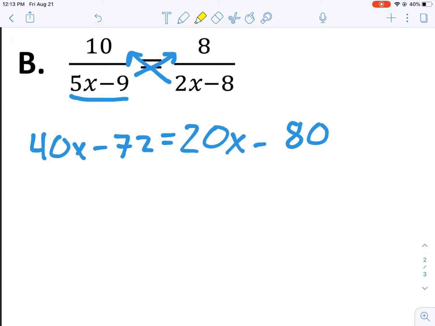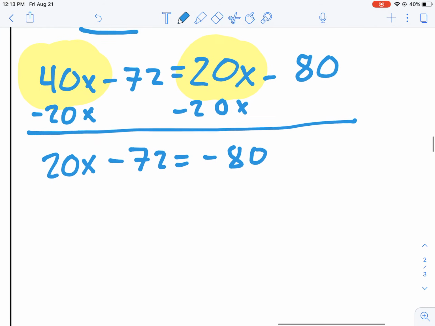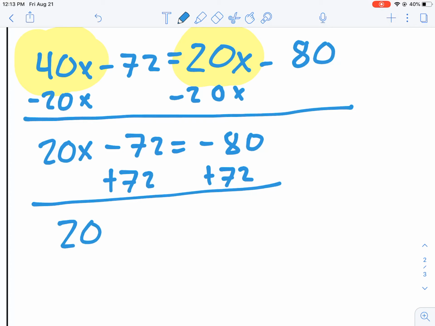And so we want to solve this. So we notice we have 2 x's here, right? We have 40x and we have 20x. So if you remember what I said yesterday, we always want to get rid of the smaller x. So that would be the minus 20x. In this case, 20 is less than 40. If you're subtracting a bigger number by a smaller number, your answer will always be positive. So 40 minus 20 is 20. And now we can start getting x by itself. So we're going to add 72 to both sides. That gives us 20x equals -8.